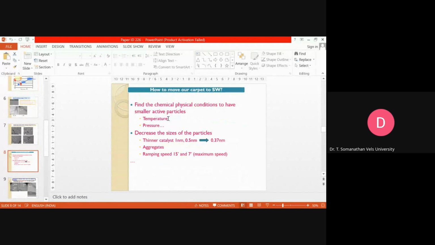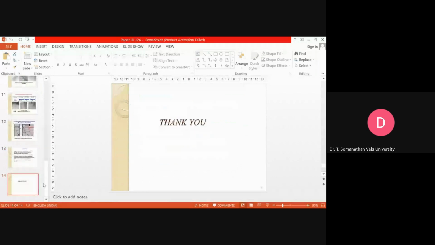When you have a smaller active particle, the temperature and the pressure are limited. So increase the size of the particles, the thinner the catalyst, like 1 nanometer or 0.5 nanometer, or even I decrease the thickness of the catalyst to 0.37 nanometer. Here we clearly see 1 nanometer, mostly double and single-walled, beyond 2 nanometer diameter of the carbon. Whereas in the case of 0.5, we are also getting less than 2 nanometer.